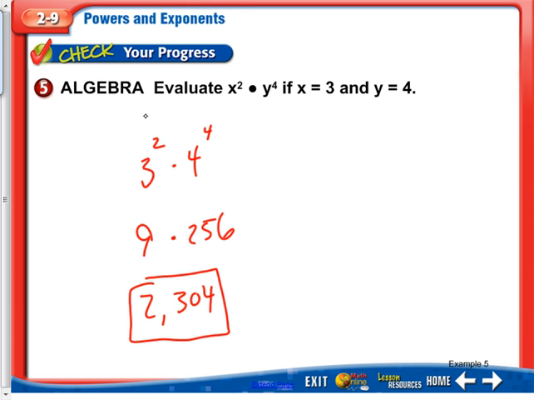You know, it might even be helpful for you to copy this first part, x squared times y to the fourth. I'm obviously not doing that just because I'm writing on this page itself. But when you're doing your homework, it might be helpful to copy this down so that way you don't make any mistakes on substituting.